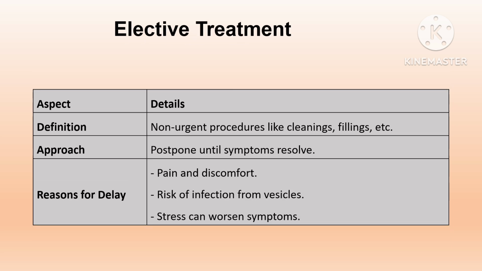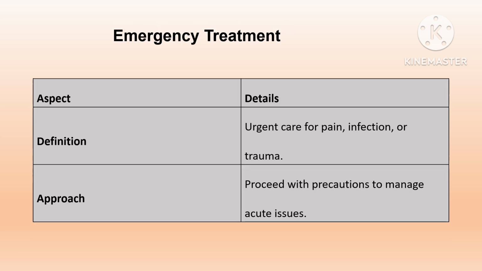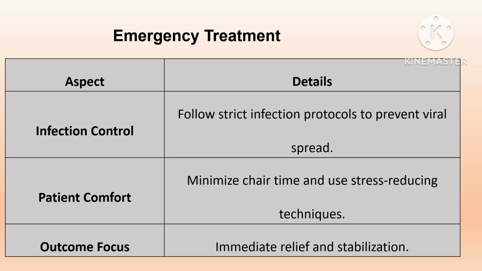In a patient with active Ramsay Hunt syndrome, dental management is tailored to prioritize comfort and safety. Elective treatments like cleaning or filling should be postponed until the vesicular lesions heal and acute symptoms subside to avoid infections, risk, and discomfort. For emergency treatments such as managing pain or infection, local anesthetic must be used cautiously considering potential nerve sensitivity. Strict infection control protocols are essential to prevent varicella-zoster virus transmission. Ensure patient comfort by reducing stress, limiting chairside time, and avoiding invasive procedures unless absolutely necessary.